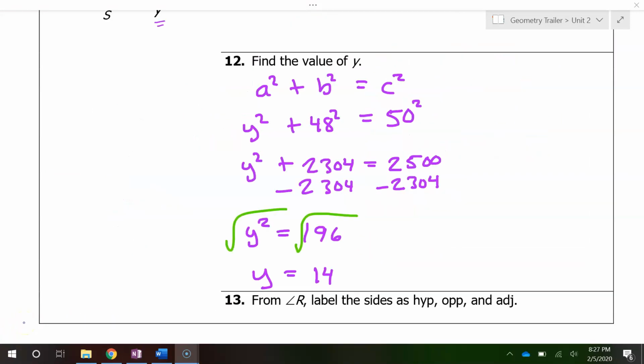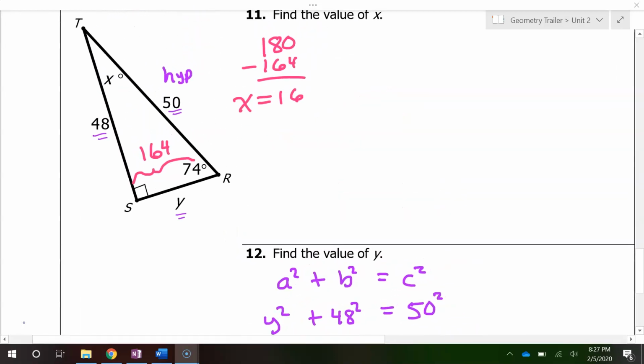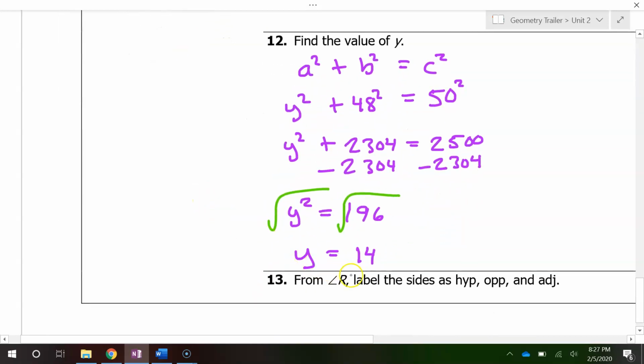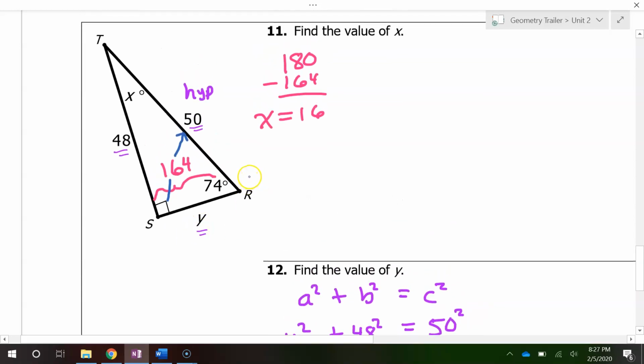Number 13. From angle R, label the sides as hypotenuse, opposite, and adjacent. Well, look at that. We already labeled the hypotenuse. Remember that the hypotenuse is always across from the 90-degree angle, so that made sense. Now, here's where we have to really pay attention to the fact that it says from angle R. So, my suggestion, circle angle R.